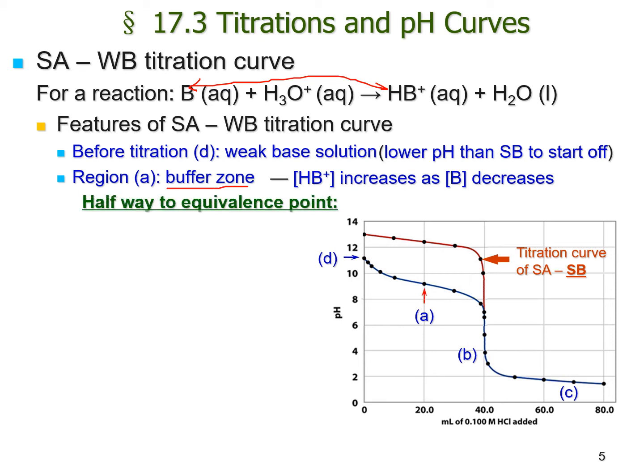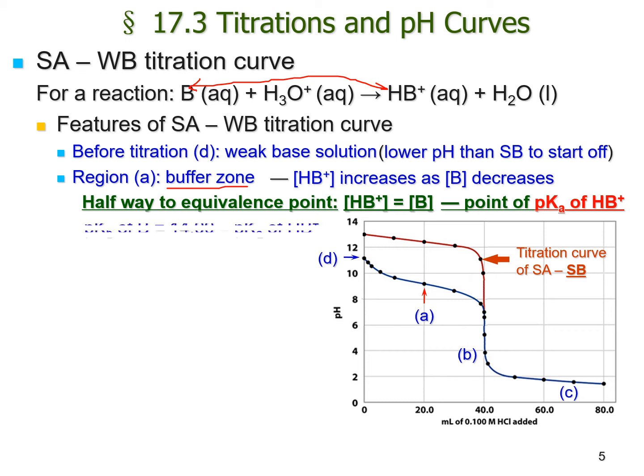And of course, right at the middle, we call it halfway to the equivalence point. This is where the concentrations of this pair of conjugates are equal to each other. So once they're equal, according to the HH equation, pH equals pKa. pKa of what? pKa of its conjugate base. No, I'm sorry, conjugate acid. So HB plus.